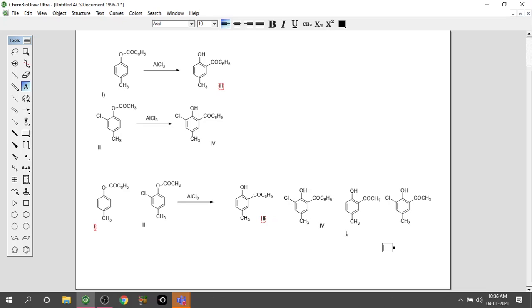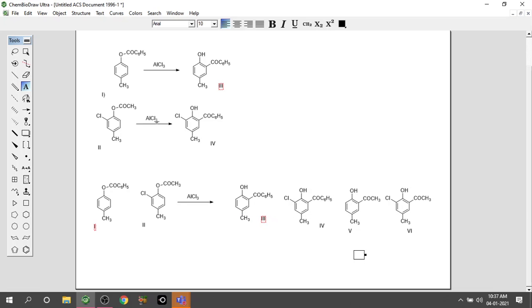This is your fifth and sixth one. Now you are doing the crossover experiment. You are doing the reaction of two similarly constituted but non-identical reactants, and you are getting four different products, a mixture of products. Once you get these products, you analyze them, and by analyzing them you say that you are getting the mixture of product.